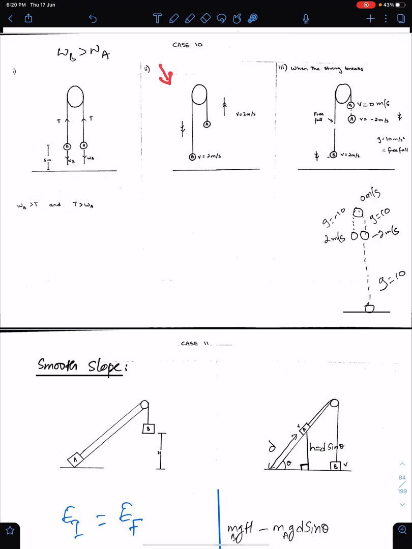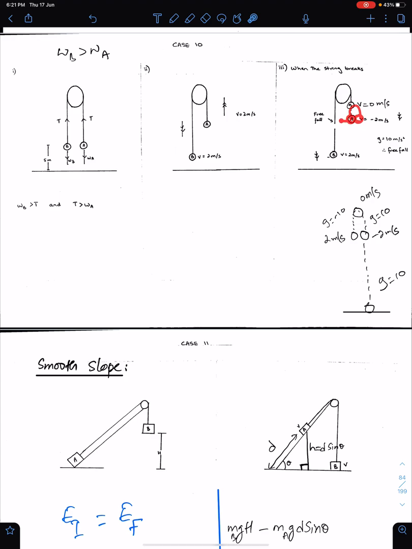This is the stage 2. And this is the third stage. When this string breaks, then B will continue to move in this direction. Therefore, initial velocity of B must be 2. It will remain same. But for A's motion, you need to consider A's motion very carefully. A will come to its maximum height and then will come back to its initial position, this position.